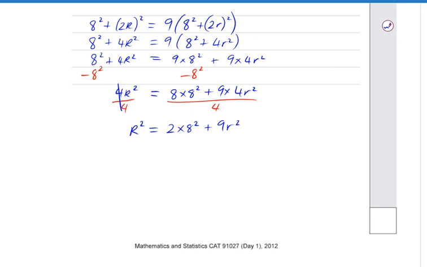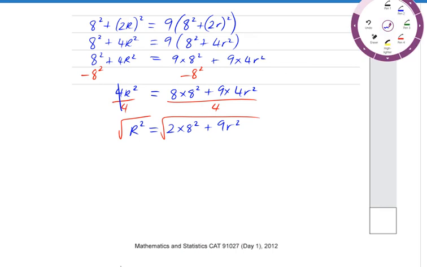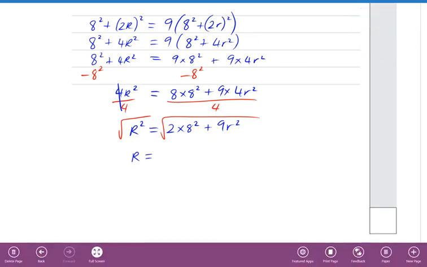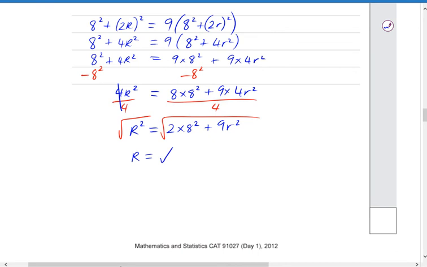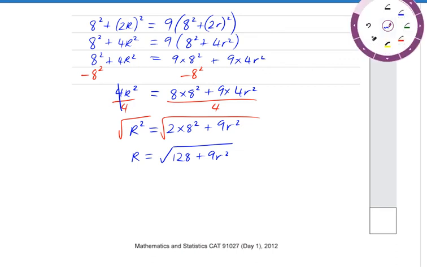Okay, so we've got an expression for R squared here, and so our last step really is to take the square root of both sides so that we end up with just capital R. So that gives us R equals square root of, so 2 times, well, 8 squared is 64, 2 times 64 is 128, plus 9r squared, and that square root extends over both of them. And so that's our answer.